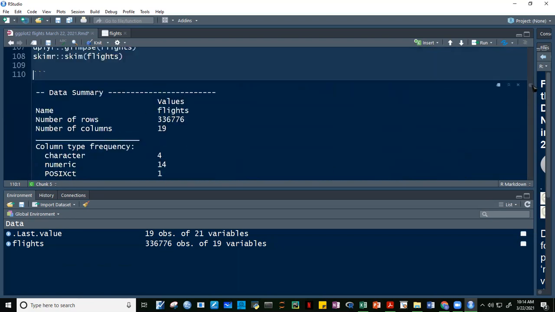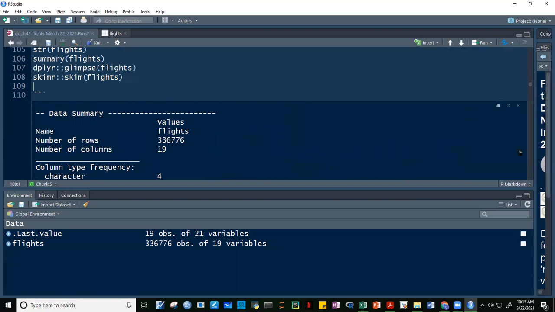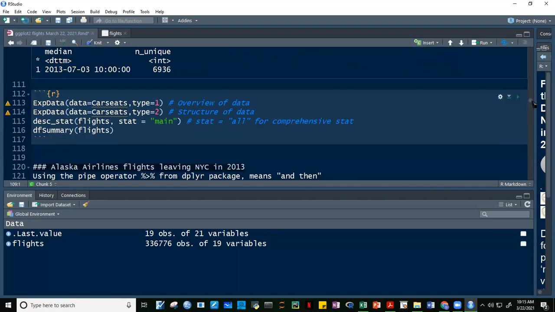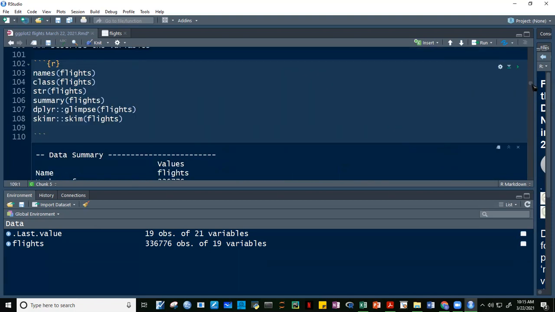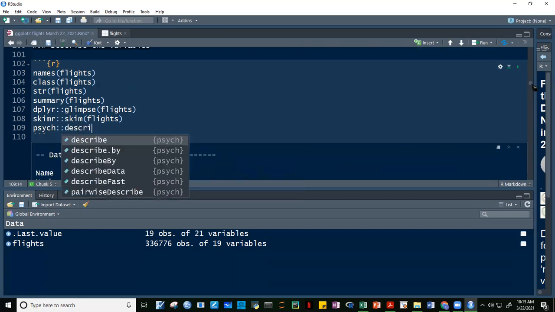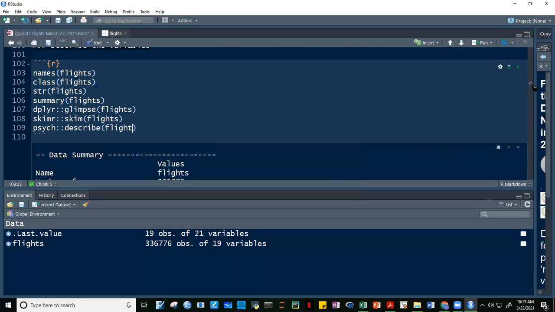Okay, meron pang isa. Let's lagyan natin dito. There's another. Okay. This one, let's use the describe. This is from the psych package. Psych, describe, flights. I'm writing this so that you know that this came from the psych package. Maraming packages, guys, that give us good descriptive statistics about your data. Let's run this.